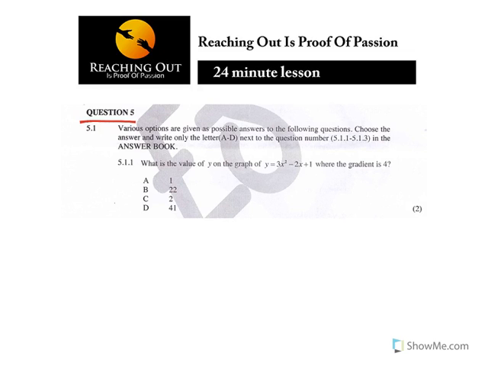Now it says various options are given as possible answers to the following questions. Choose the answer and write only the letter A to D next to the question number 5.1.1 to 5.1.3 in the answer book. So the first one is 5.1.1. Now it says what is the value of y on the graph of y is equal to 3x squared minus 2x plus 1 where the gradient is 4. They're asking you for the value of y.